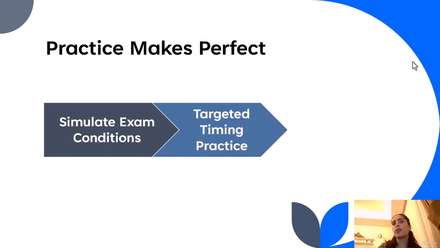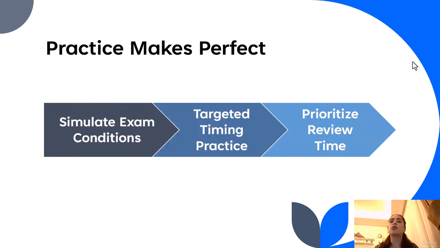Next one, targeted time practice. Spend a practice session focusing on just task 1 or task 2 to improve your efficiency. Try completing task 1 in 15 minutes or task 2 in 35 minutes so that on exam day you'll feel comfortable managing your time under pressure. Last one, prioritize review time. In practice sessions, deliberately leave 3 minutes at the end to review your work. Train yourself to quickly spot and correct errors.